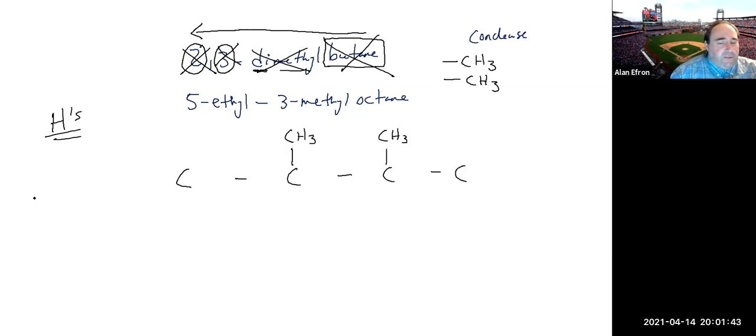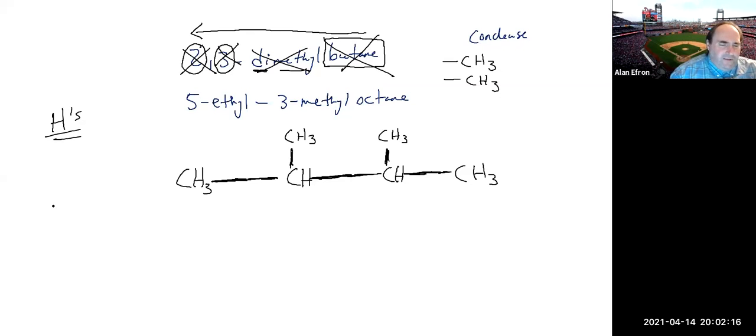How many hydrogens do I need? It's what we talked about earlier. This guy has 1 line coming in, which means in order to get him to 4, you need 3. This guy here has 3 lines coming in, which means he needs 1 hydrogen. This carbon has 1 line, 2 lines, and 3 lines coming in, which means he needs 1 hydrogen. This guy at the end has 1 line coming in, which means he needs 3 hydrogens.